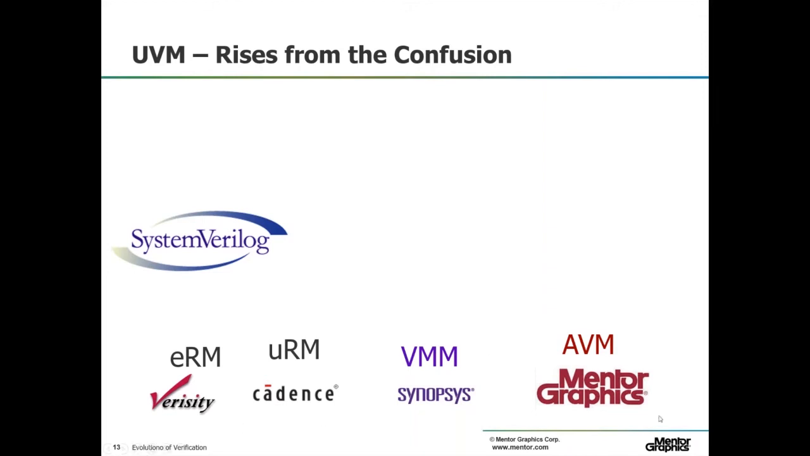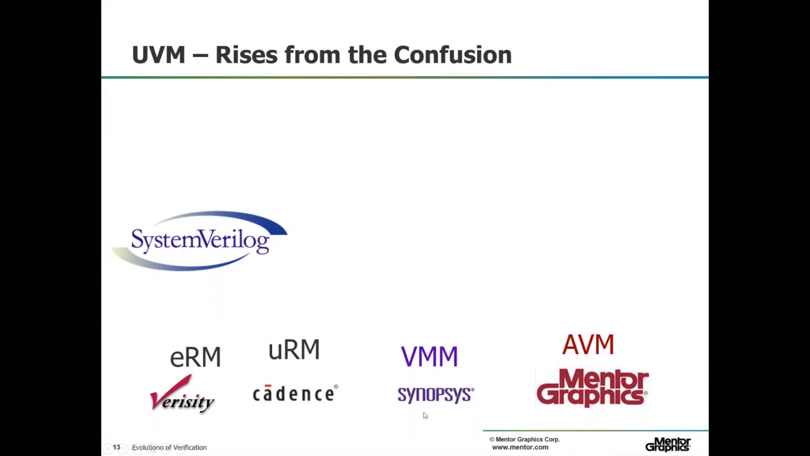And so what Mentor did is we looked at the other methodologies that were out there. We created something called the AVM, the Advanced Verification Methodology. That was basically just a bunch of classes to build all the vanilla pieces for your test bench out of. You would then use class extension to make them specific to your test bench. Cadence had acquired Verisity at this time, and they basically took the eRM, which was all for e-code, and they rewrote it as the URM for SystemVerilog code.